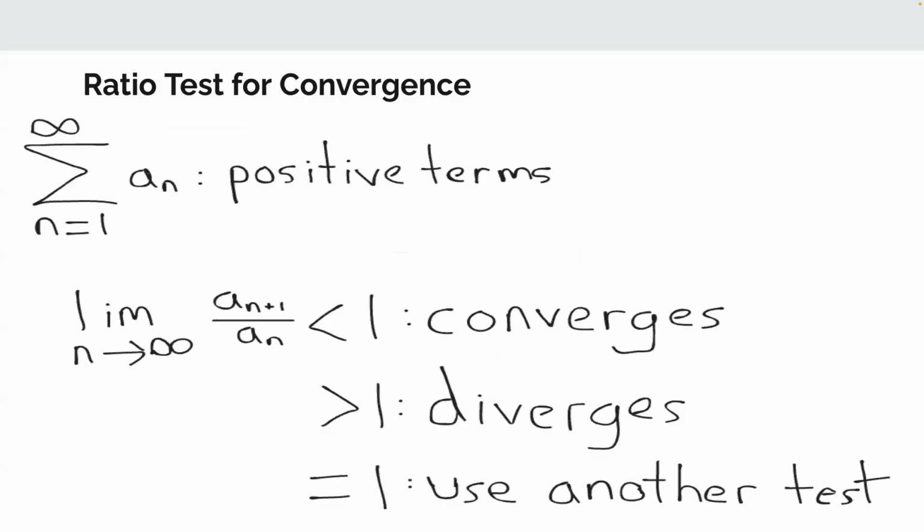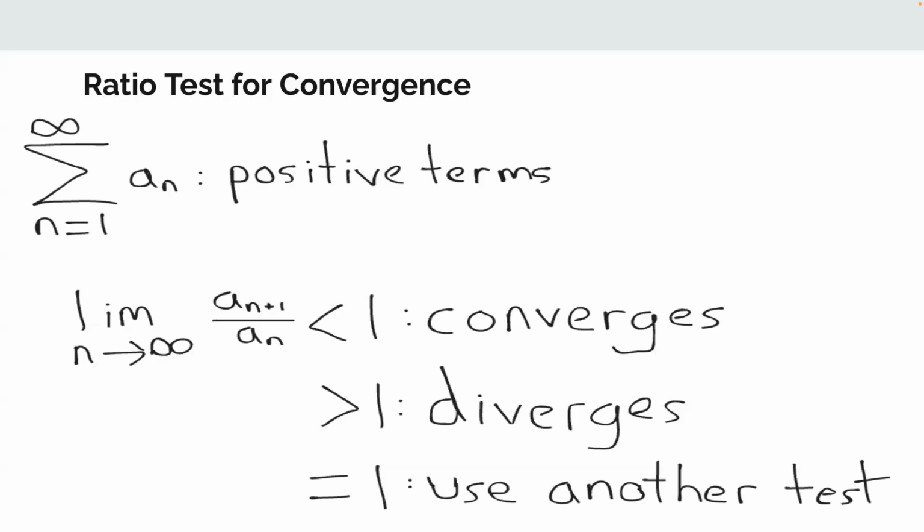Okay, this is the ratio test for convergence. If a series has only positive terms, then take the limit as n approaches infinity of a of n plus 1 over a of n. They'll give you an equation, right? So it's the formula for the next term over the current term. If that limit is less than 1, it'll converge. Greater than 1, it'll diverge. And if it's equal to 1, then we can't conclude anything, so just use another test. Yeah, this is known as the ratio test.